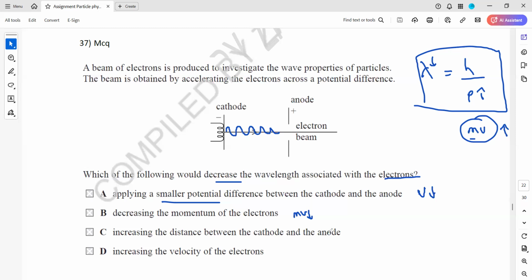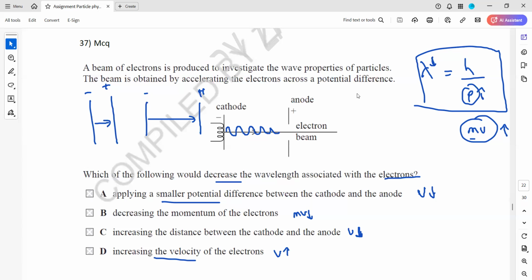Increasing the distance between the anode and the cathode. If we increase the distance between the anode and the cathode, then when two oppositely charged plates are closely spaced, they have a stronger electric field. Stronger electric field means stronger force. But with the same potential, if I increase the spacing between the plates, the force on the charge decreases. If the force on the charge decreases, the acceleration will be lower or the final speed will be less. So if you increase the velocity of the electron, its momentum will increase.